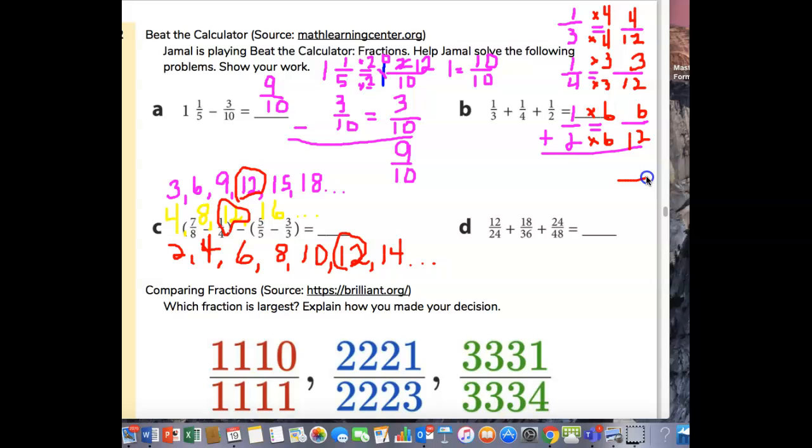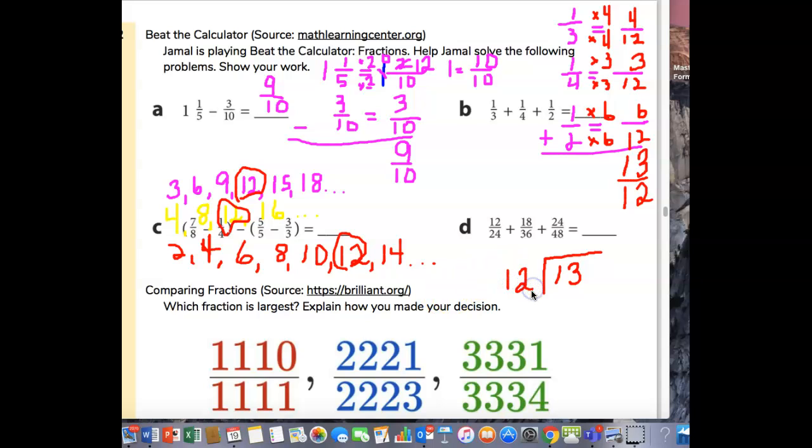All right, so now we're ready to add, but we don't add the denominators. The denominator stays the same. But we do add the numerators. So 6 plus 3 is 9. 9 plus 4 is 13. All right, so here's the thing though. This is an improper fraction. Do you remember how to change an improper fraction to a mixed number? We have to divide 13 divided by 12.